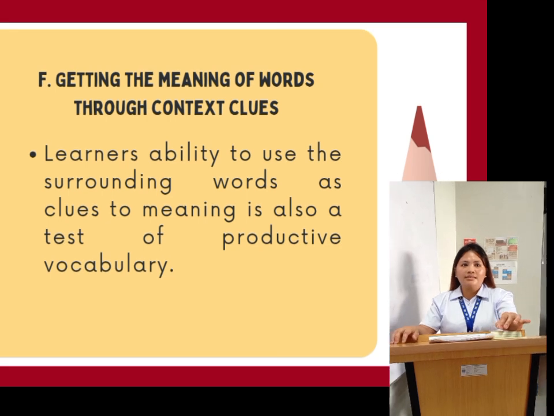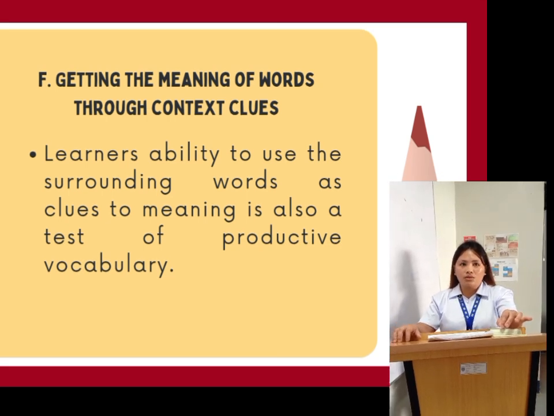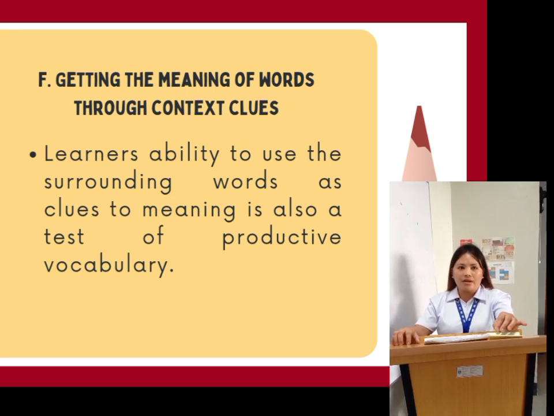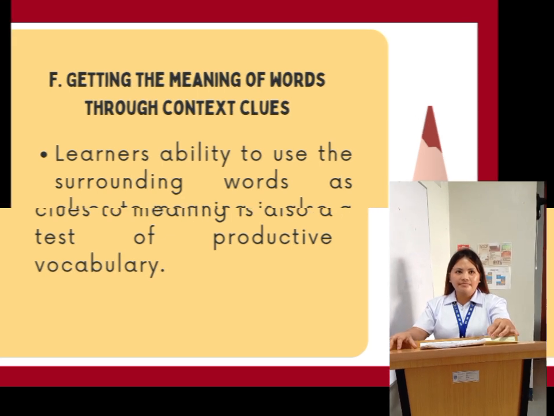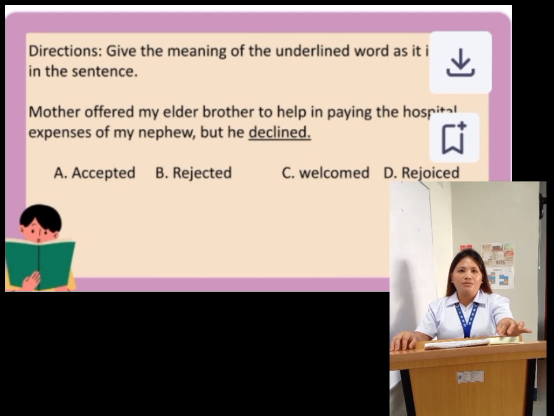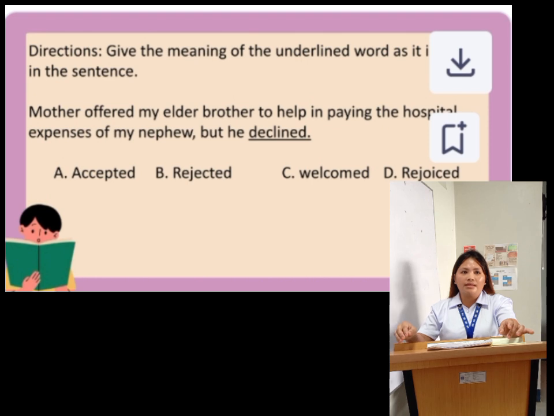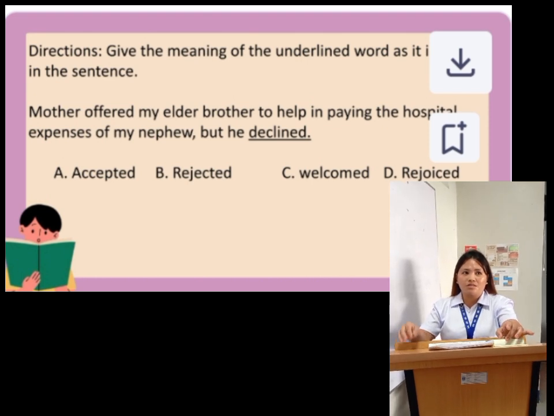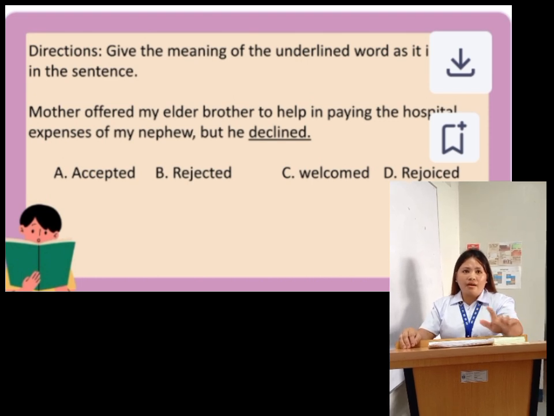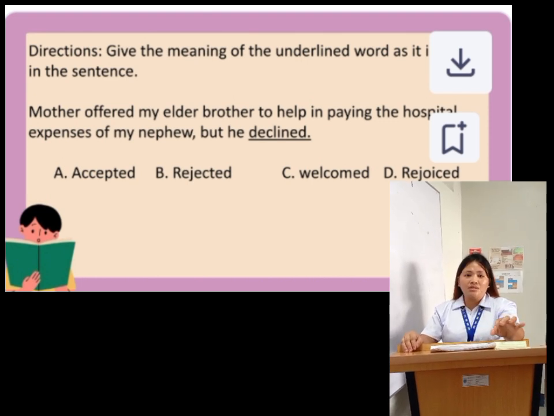Next, getting the meaning of words through context clues. The learner's ability to use the surrounding words as clues to meaning is also a test of productive vocabulary. The direction here is: give the meaning of the underlined word as it is used in the sentence. For example, the mother offered my elder brother to help in paying the hospital expenses of my nephew, but he declined. The underlined word there is declined. The meaning of declined is rejected. So the answer is rejected.